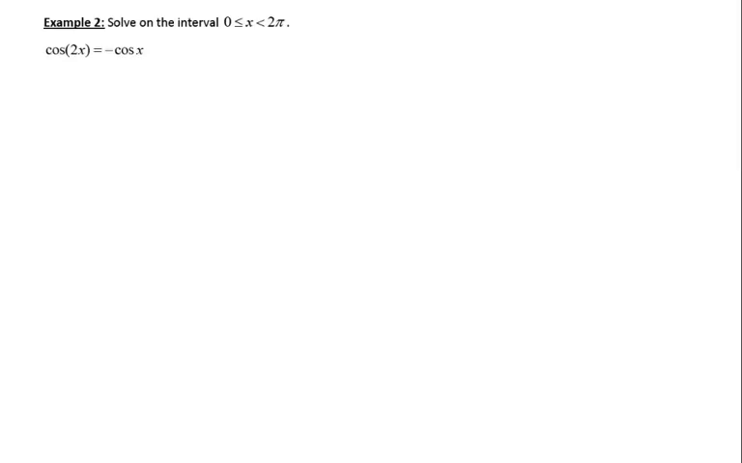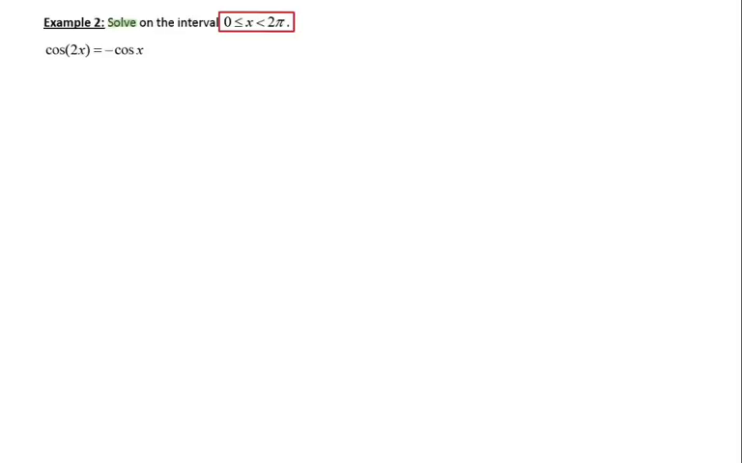And for example 2, we are going to again solve an equation on the interval 0 to 2 pi, and we're looking at cosine of 2x equals negative cosine of x. So what I would do is use one of my double angle identities for cosine of 2x, and this is what I mentioned before, which one you use is kind of dependent on the question. So I look at the right side of this equation and see that it's just a cosine.